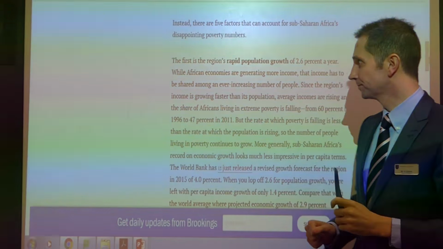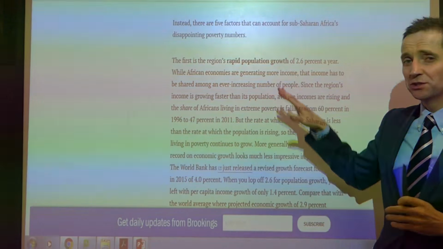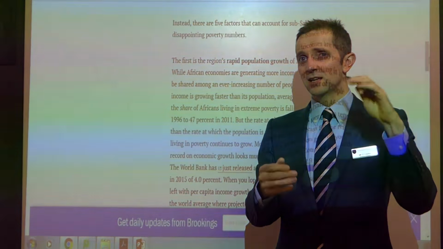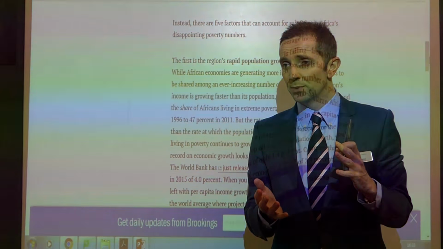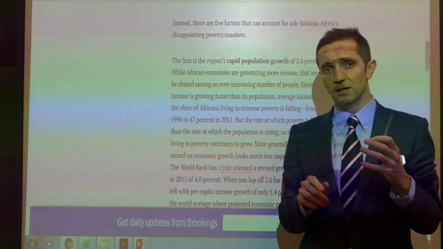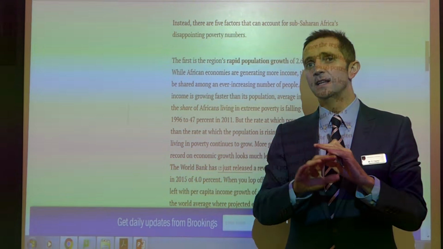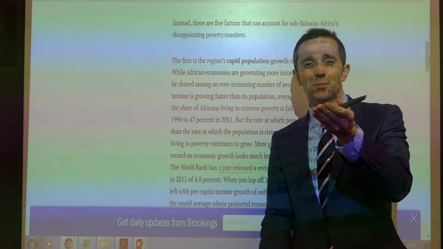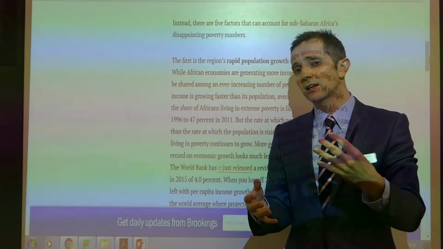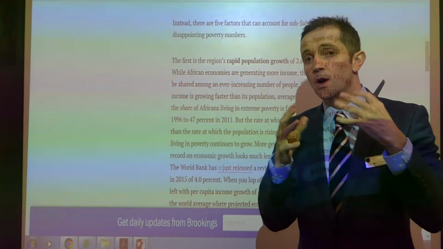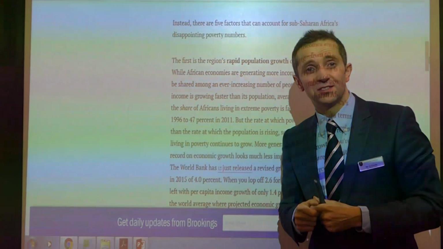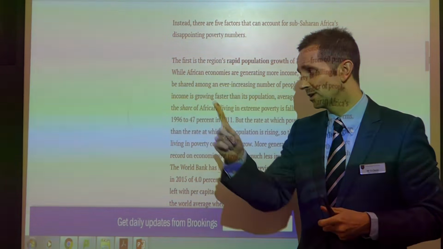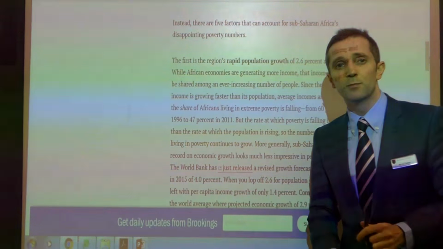So, number 1. The first reason is the region's rapid population growth. So this all goes on to explain that GDP is rising, but of course, as you know, GDP per capita is calculated by GDP divided by the population. Well, if GDP rises by 10% but population is growing by 20%, then clearly the welfare and the wealth of the citizens of that country will be on the decline because the GDP per capita will be falling. So that's reason number 1, rapid population growth.